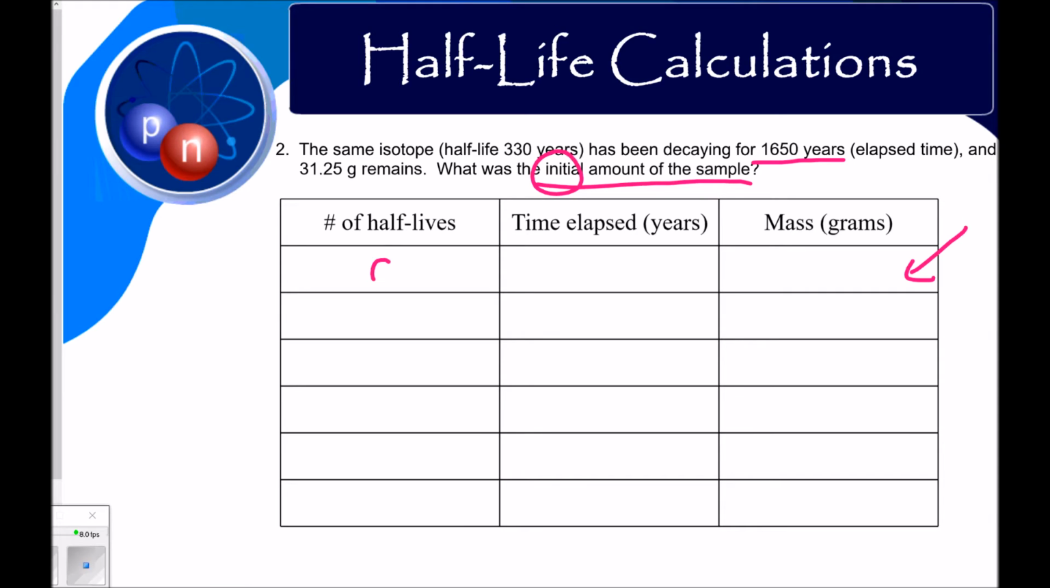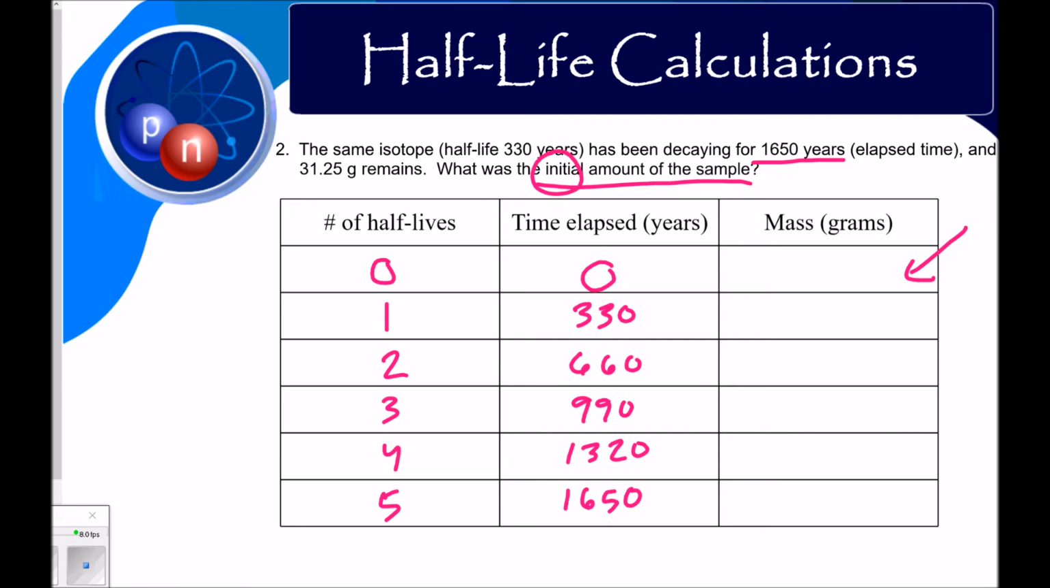Remember, the number of half-lives is 0, and the time elapsed is always going to be 0. They told us this is the same isotope as the last one that takes 330 years. So after 1 round of half-life, 330 years will have passed. After 2, 660 years will have passed. After 3, 990 years will have passed. After 4 rounds, we've got 1,320. But after 5 rounds is when we'll hit our 1,650 mark.